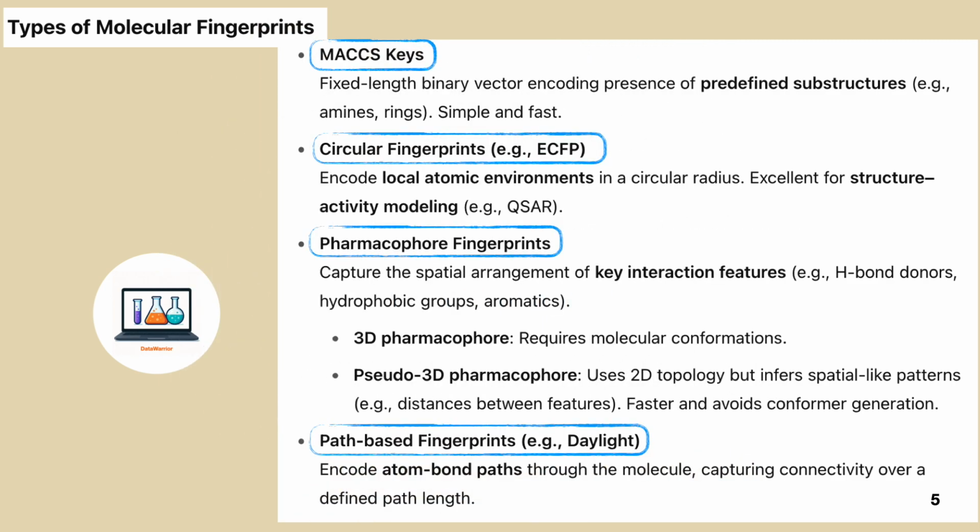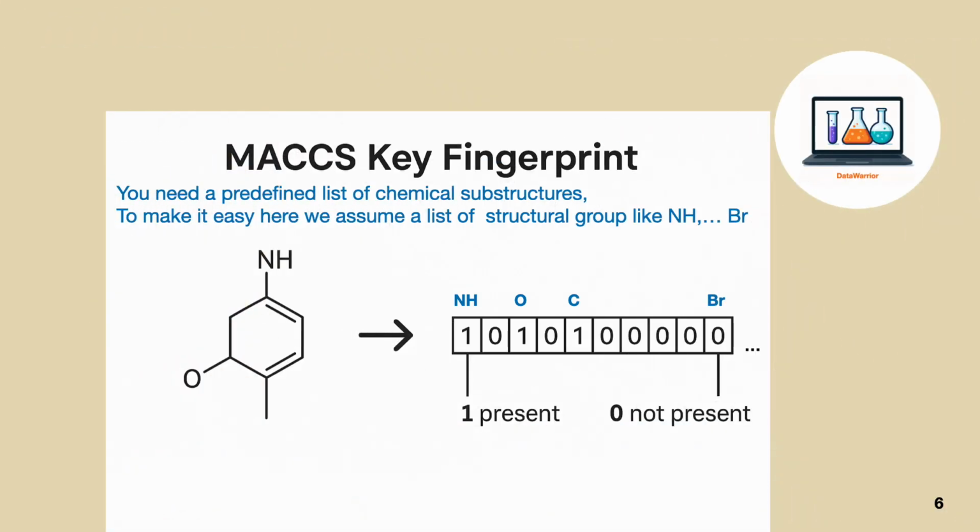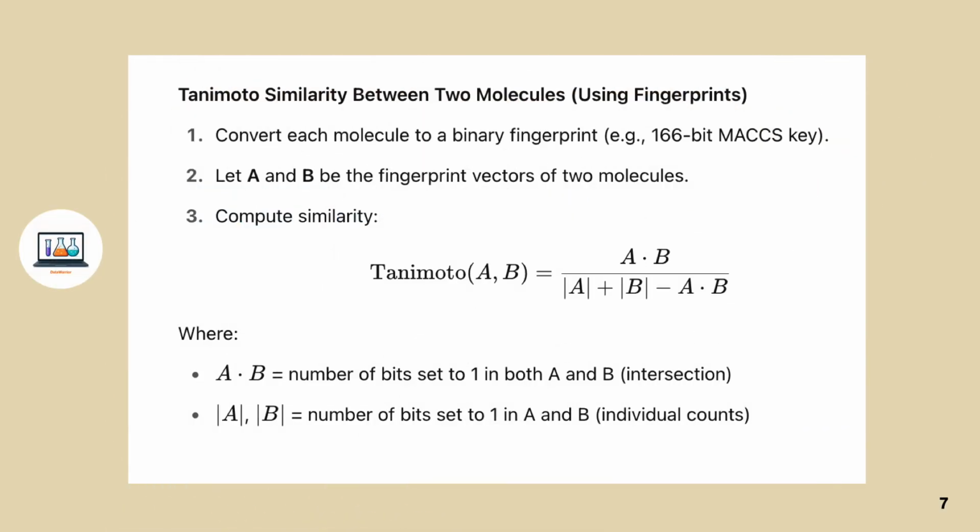So far, what has been said is about fingerprints that belong to the MACCS key family. But there are many other types. We will not go into that here. Here we just illustrate the so-called MACCS key fingerprint. The molecule has an NH group but does not contain a bromine atom. Chemical structures are complex and hard for a computer to compare directly, so we turn each molecule into a fingerprint.